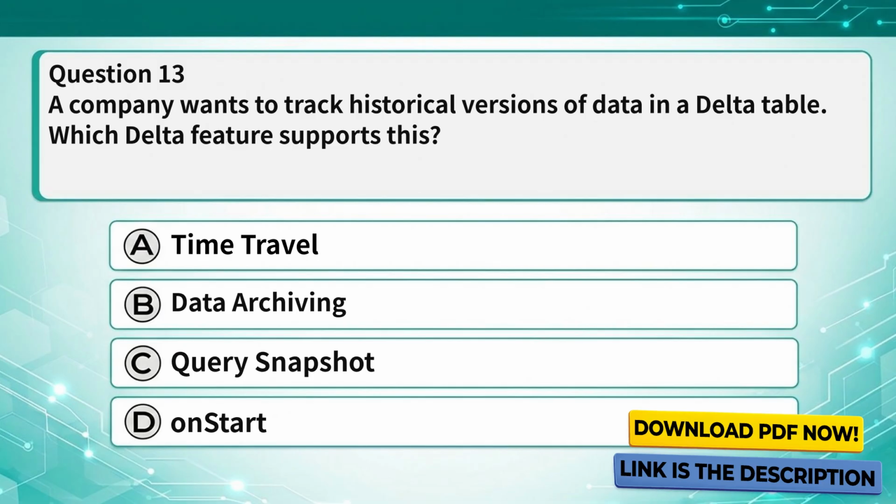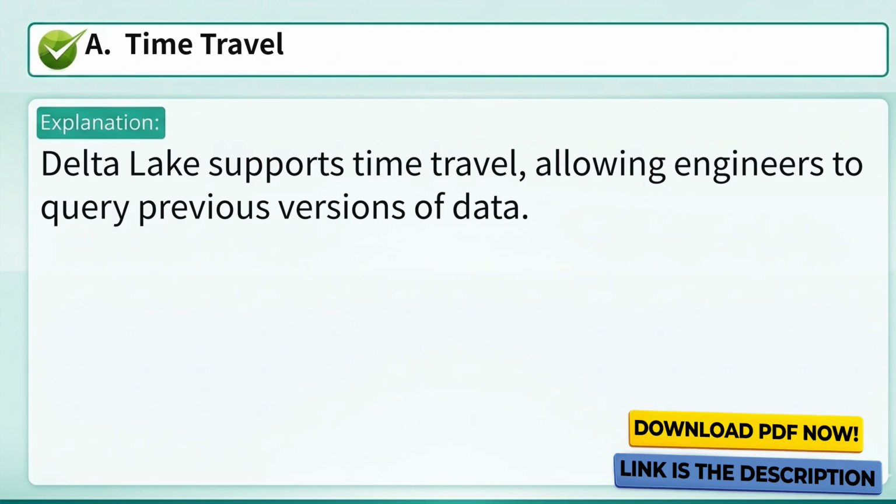Question 13. A company wants to track historical versions of data in a Delta table. Which Delta feature supports this? A. Time travel. B. Data archiving. C. Query snapshot. D. None. Correct answer: A. Time travel. Explanation: Delta Lake supports time travel, allowing engineers to query previous versions of data.